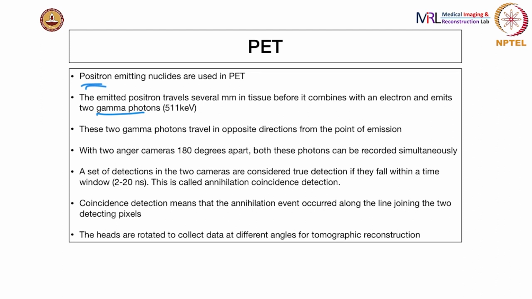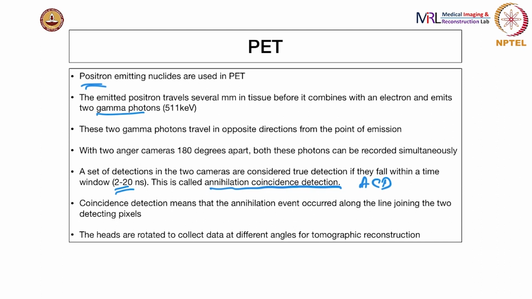So how do you know it's simultaneous? We have a small window. A set of detections you consider to be simultaneous if they fall within a time window of 2 to 20 nanoseconds. This is referred to as annihilation coincidence detection, usually ACD is the acronym. Coincidence detection means that the annihilation event occurred along the line joining the 2 detecting pixels.